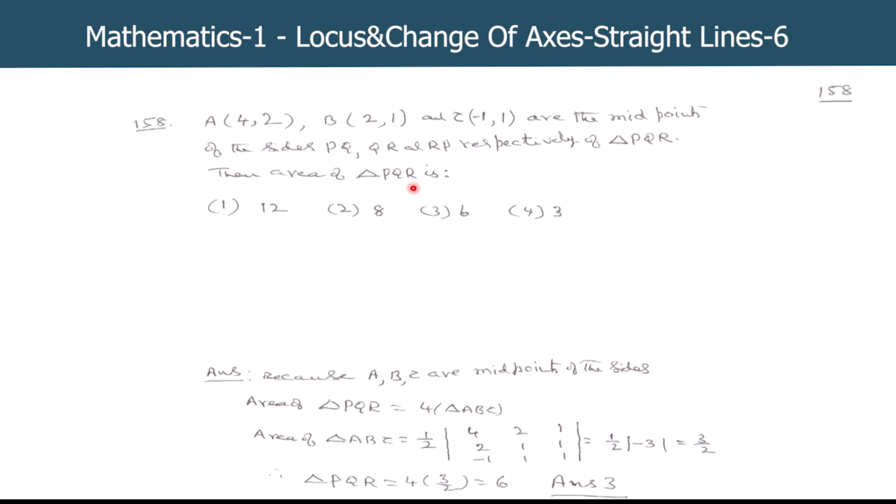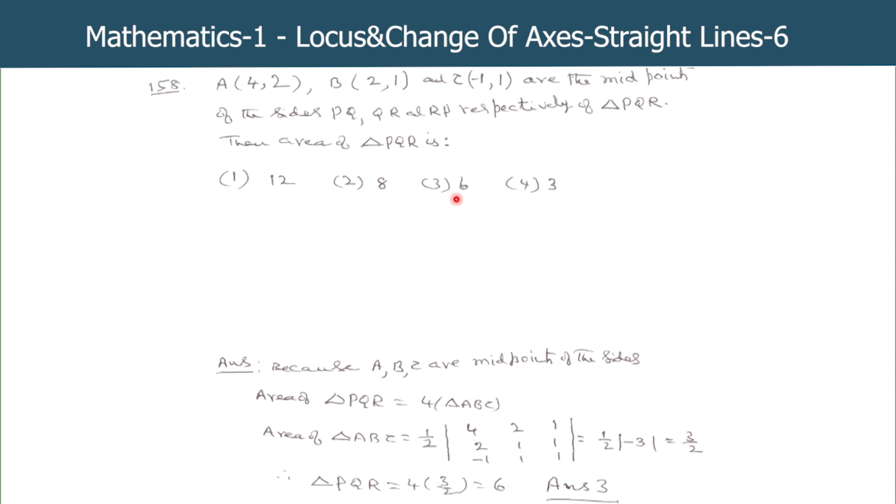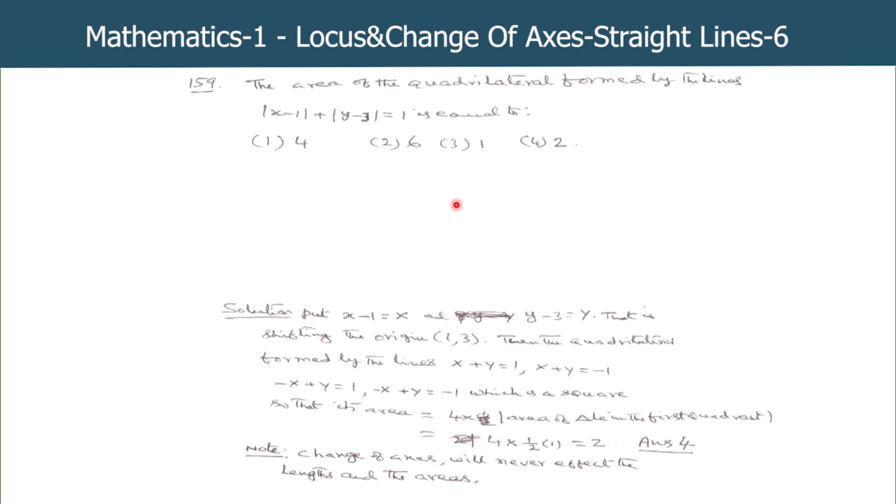All of you know by elementary geometry that the area of the triangle formed by the midpoints of the sides of a triangle is 1/4 of the original triangle. So the original triangle's area is 4 times the triangle formed by the midpoints. The area of the triangle formed by the midpoints is simply 3/2. So the area of the triangle PQR is 4 into 3/2, which is equal to 6. So option number 3.